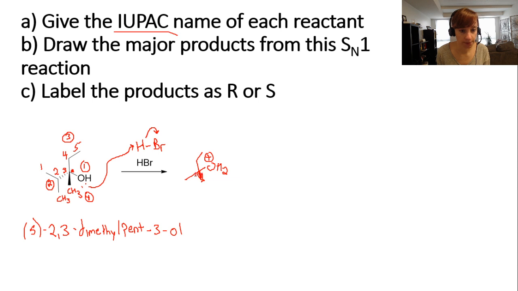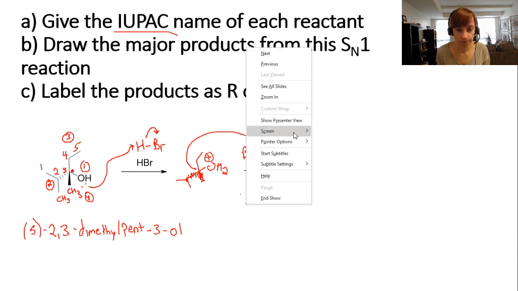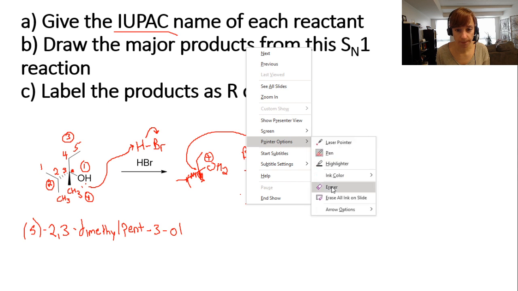The stereochemistry stays the same. Okay, so now we have Br minus kicking around. So this is going to be our nucleophile. It is going to, oh, I'm sorry, I'm drawing SN2. I apologize. I'm skipping a step.